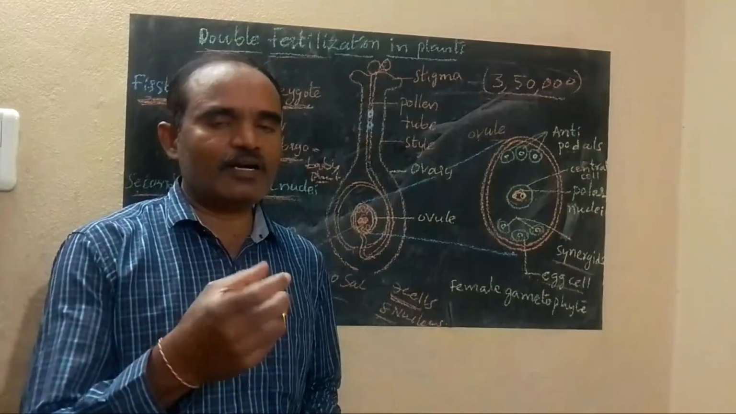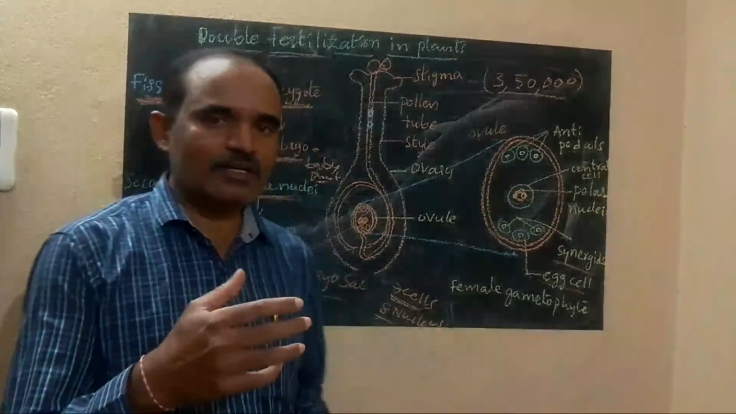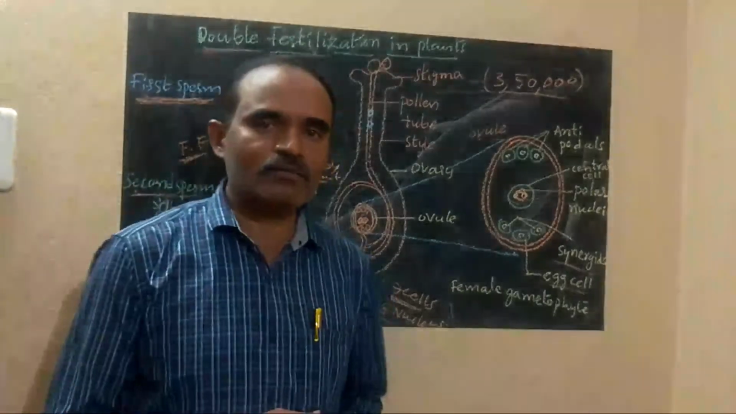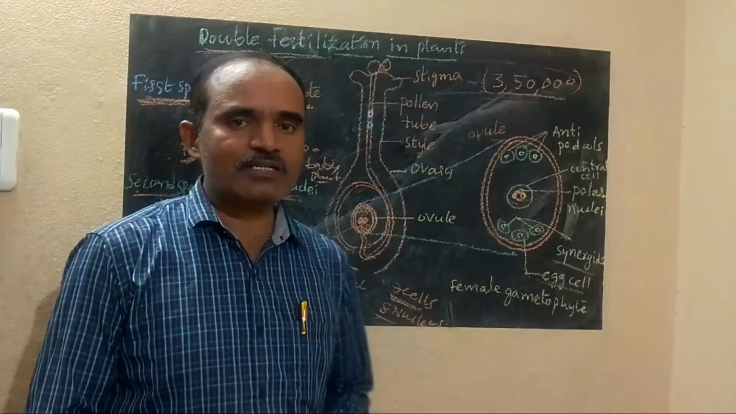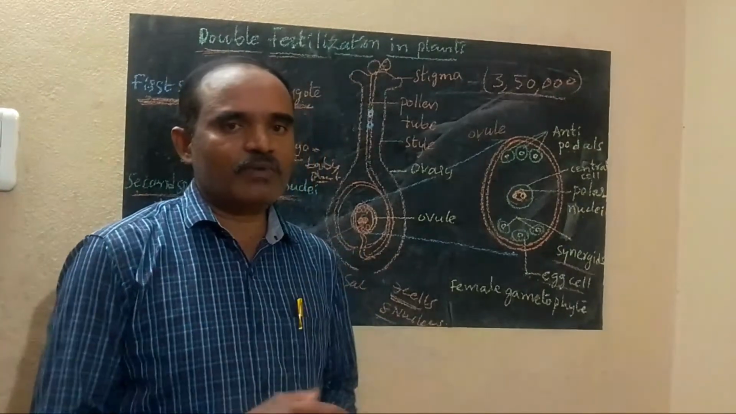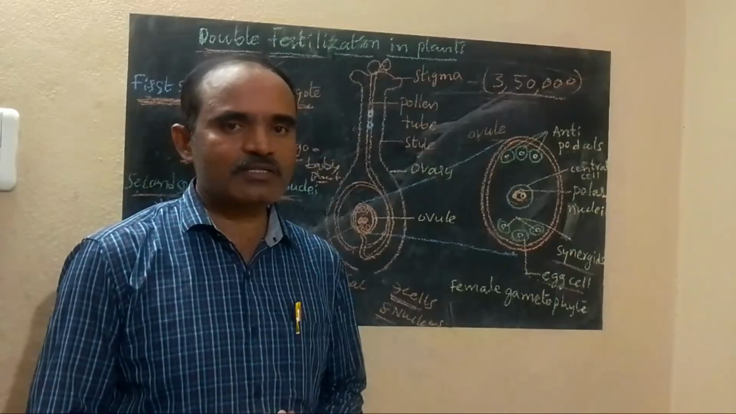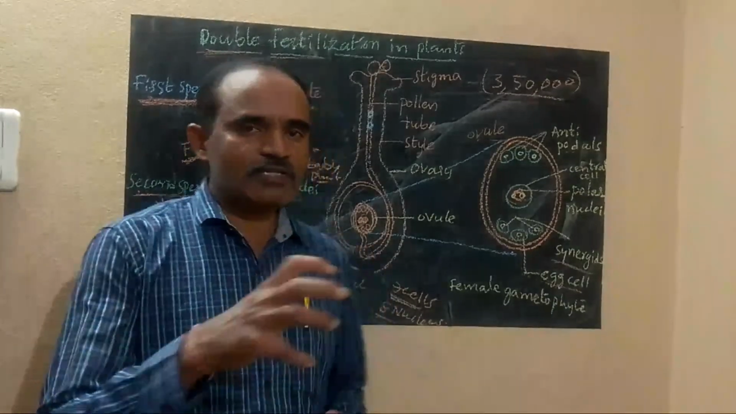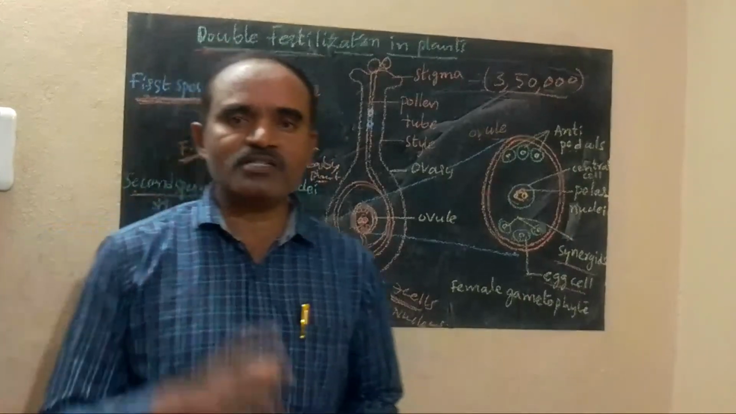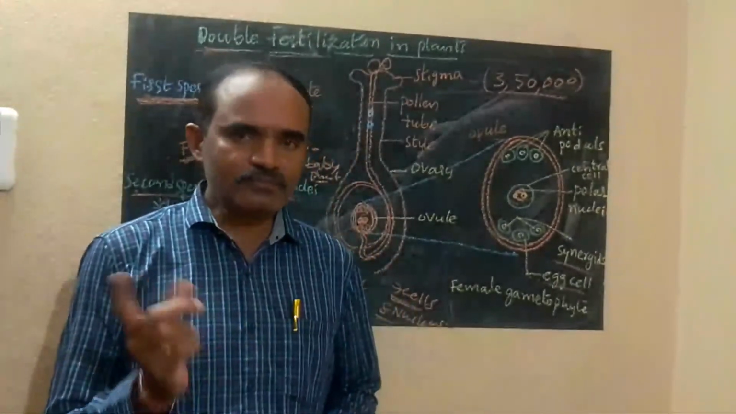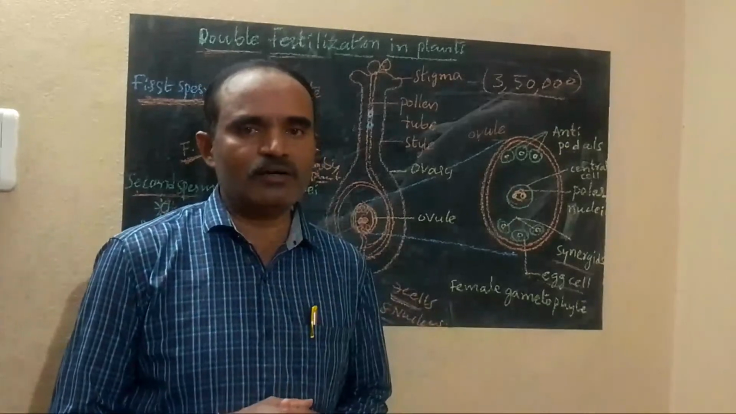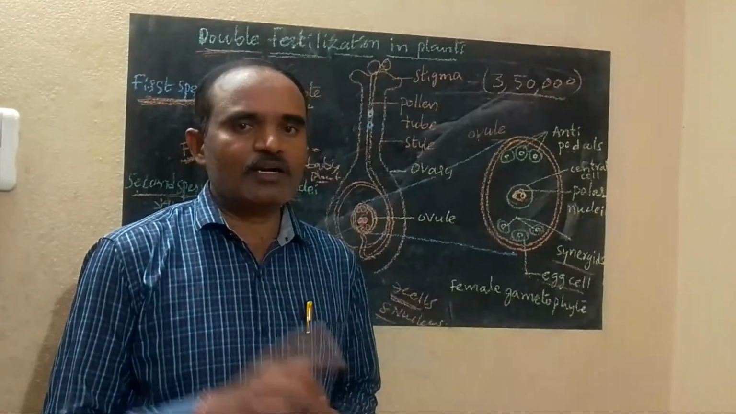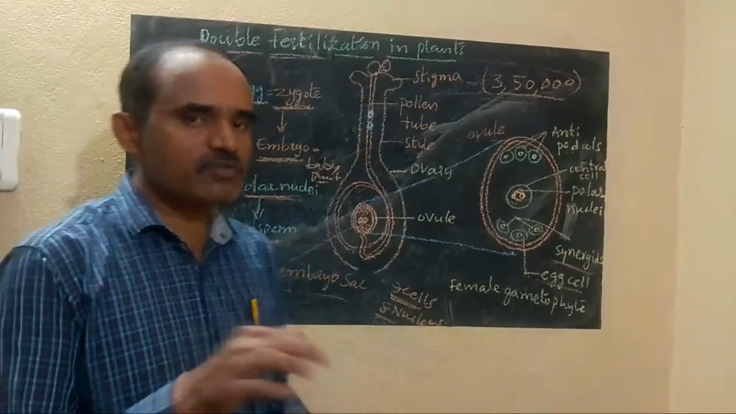pollination and also flowers. Two types of flowers are present in plants. So first one is pollination. Pollination means transfer of pollen grains from anther to stigma. Transfer of pollen grains from anther to stigma is called pollination.